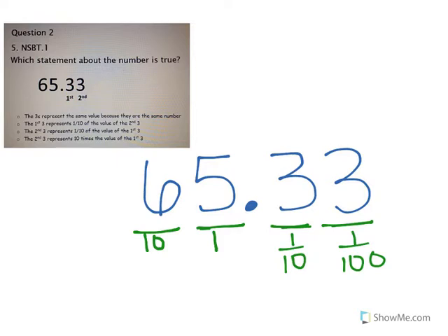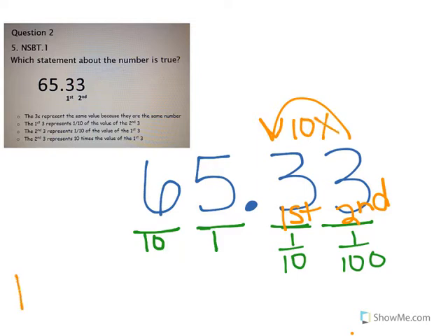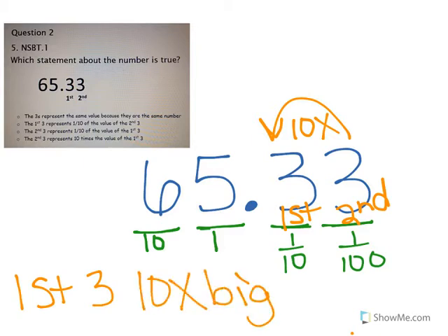And this is my first, and this is my second. Okay, so I know my first three is bigger than my second three, because every time you move your decimal this way, it's 10 times bigger. So I know my first three is 10 times bigger. I'm going to use that information to see if it will help me solve the problem. If not, then I'll compare the second three.